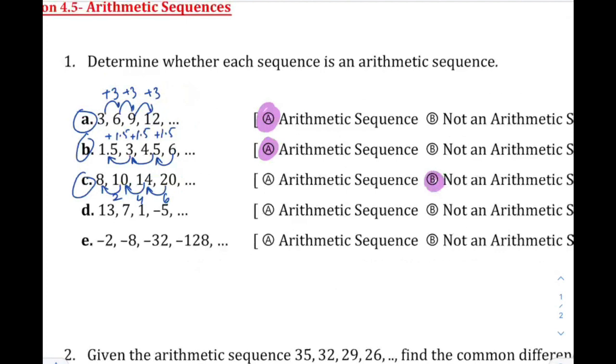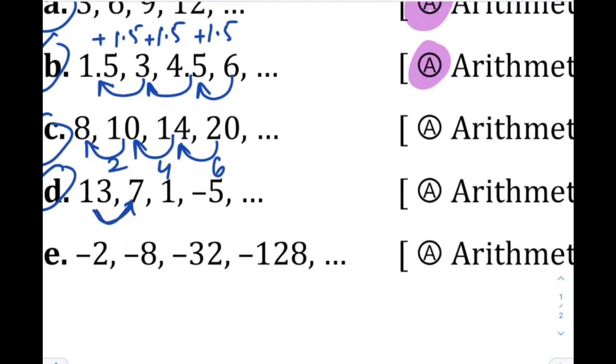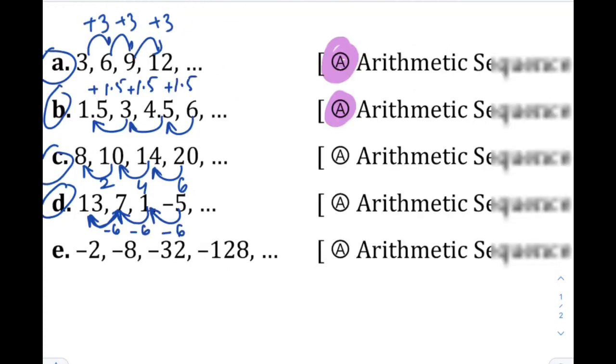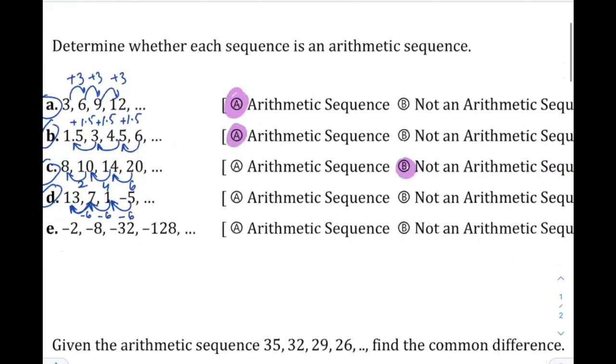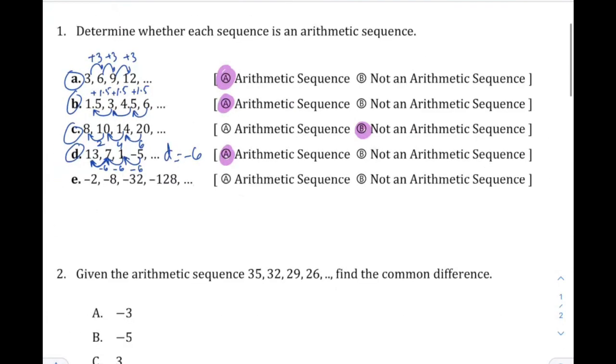Let's see D. For D, we have 13 and then 7. 7 minus 13 is negative 6. 1 minus 7 is minus 6. Minus 5 minus 1 is minus 6. They are decreasing by 6. So yes, it can increase or decrease. Our D here is minus 6. The difference is negative 6. Yes. Let's see E, the last one here.